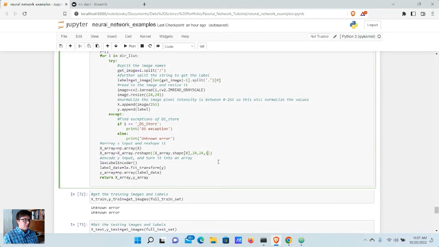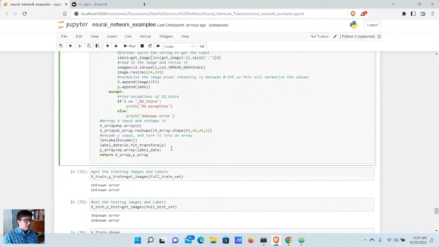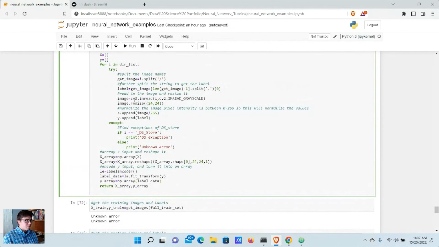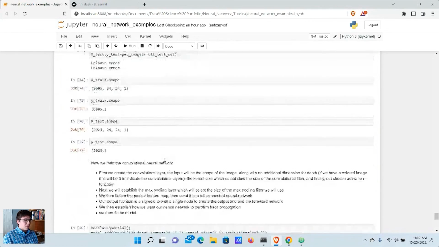This number would typically be more than 1, but since we're on grayscale, it's just going to be 1. If you want colored images, you can shift that to 3 for your RGB and then train your neural network like that. But we're not using that for this example. And then for each of these, we got the label dog and cat from our image name, and then we turn Y into that array.